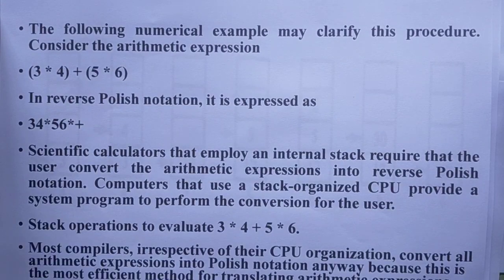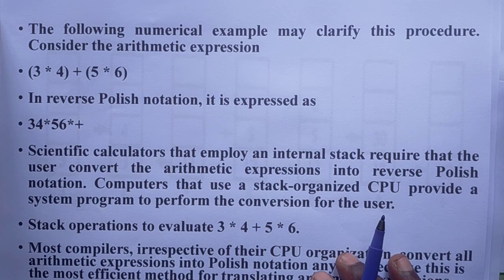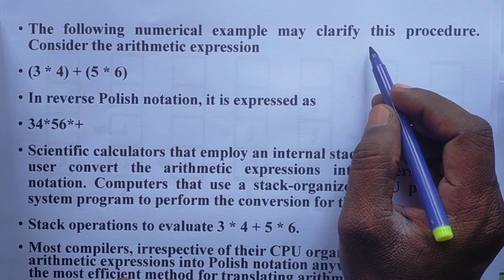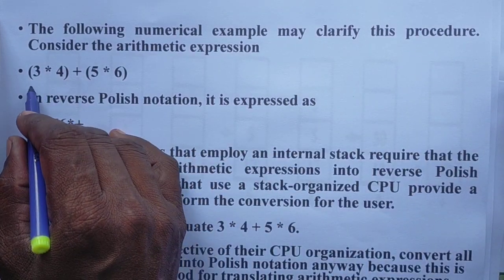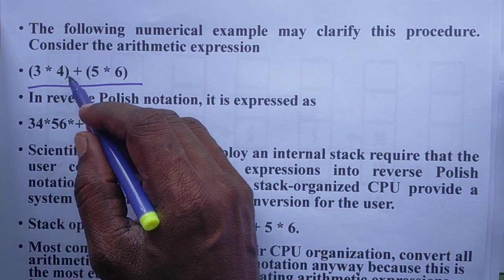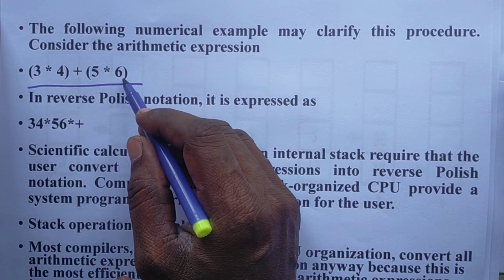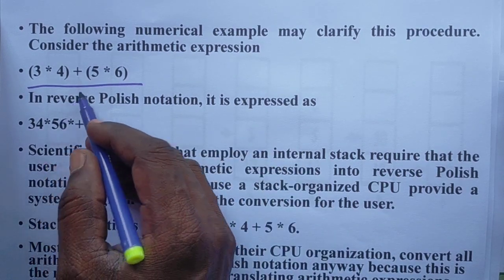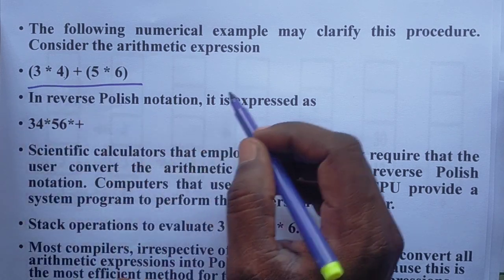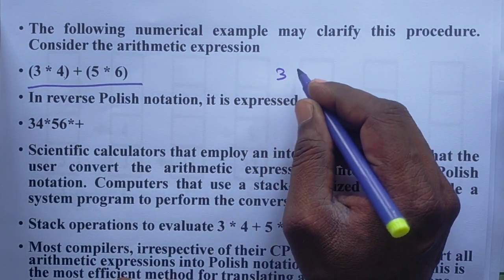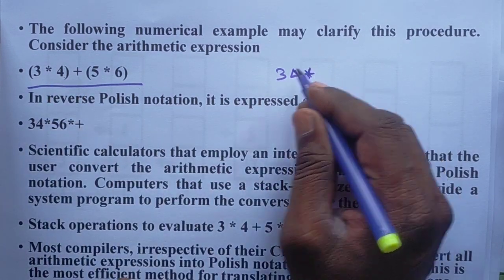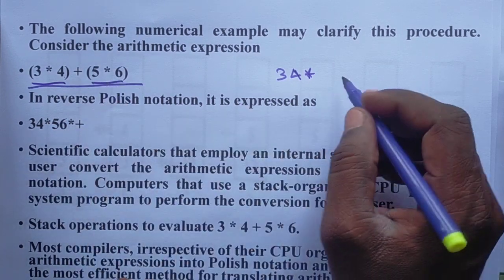Take a very simple example to clarify this procedure. Let us consider one simple arithmetic expression: 3 into 4 plus 5 into 6. For reverse Polish notation we can write it in a very simple way. 3 into 4 and 5 into 6. So the first part is 3, next operand is 4, next is star. First part is over. Second part is 5 into 6.